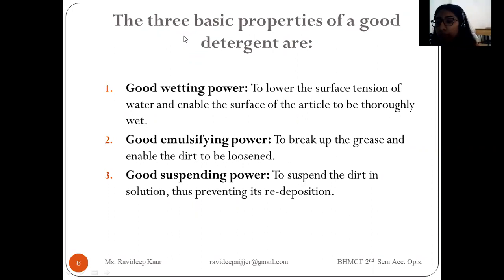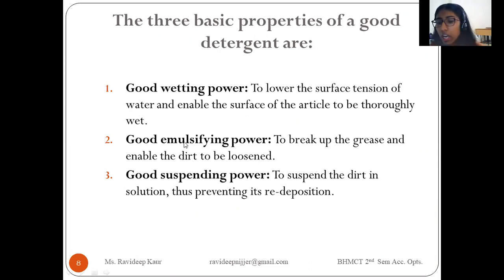Next we have good emulsifying power to break up the grease and enable the dirt to be loosened. The second property is the emulsifying power. The detergent helps the grease to break up and enable the dirt to loosen. So this emulsifying power of detergent helps the grease to break up and the dirt to spread and loosen up.